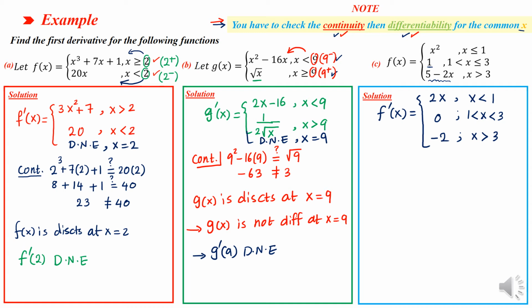Now you have to start with the first common value, which is 1. Here we have 1 from the left, and here we have 1 from the right. So we will start with x equals 1, and you have to check the continuity at x equals 1. So you have to replace x with 1 here and in the second function, and you will get 1 squared equals 1, and this is a correct statement. So f is continuous at x equals 1.